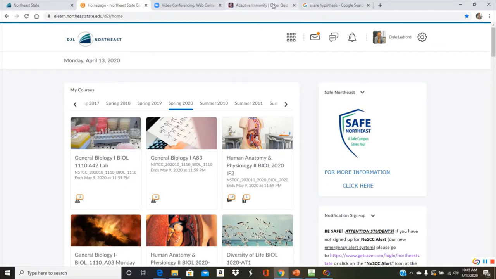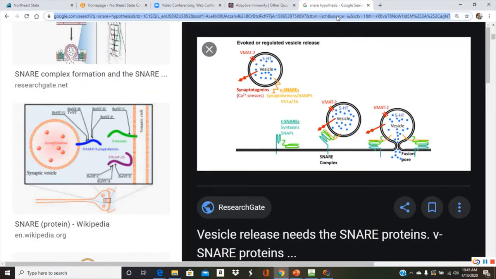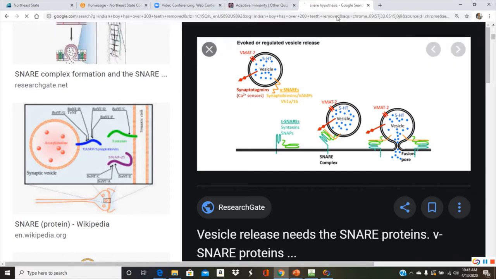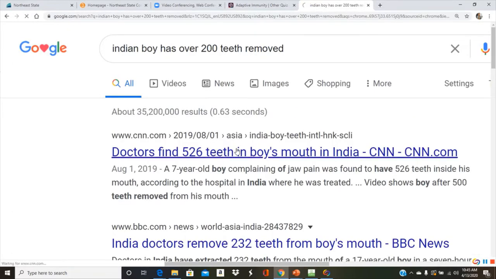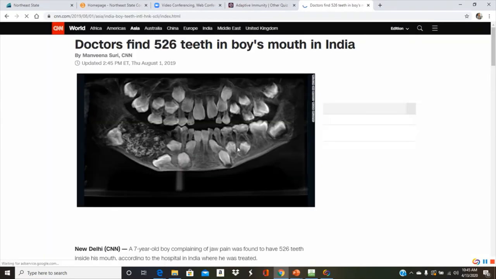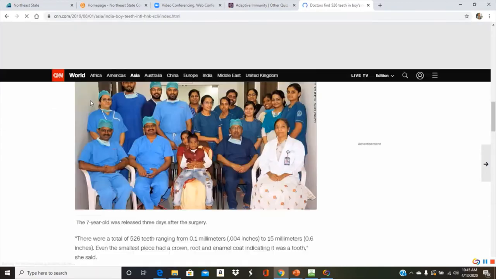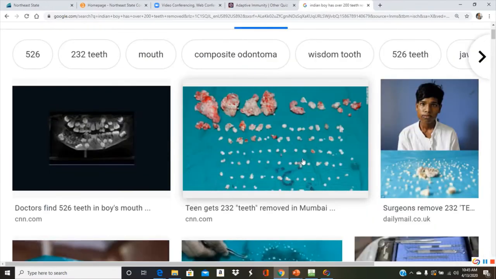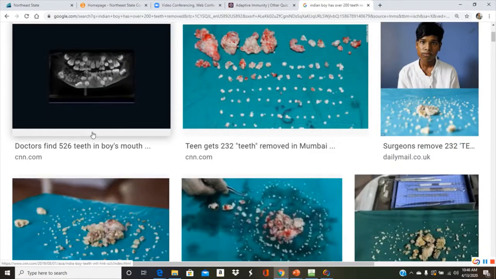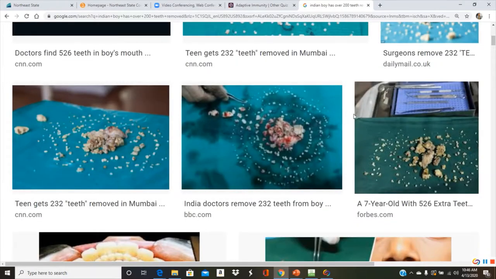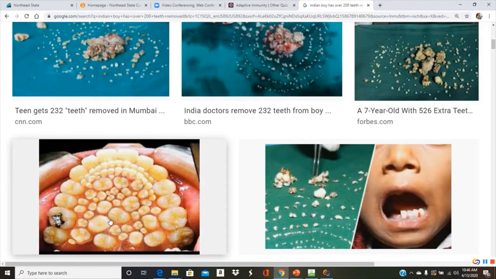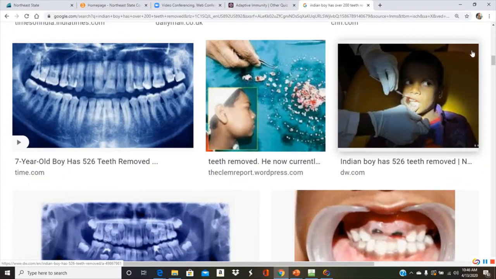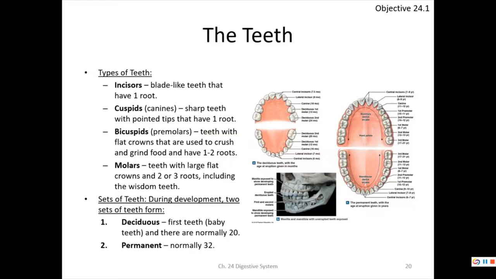But there's normal, then there's really crazy. I think it's like 200 and, oh, sorry, 526. There were 526 teeth in this boy's mouth. 526 teeth. Imagine that. 232 teeth in Mumbai, 526 teeth. They grow all over the roof of the mouth and everything like this. So people get conditions like that with extra teeth. So anyway, there's our normal day of creepy.